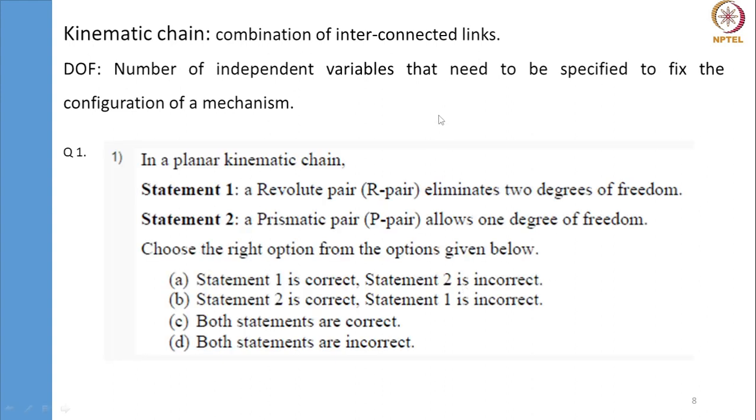I'll give you a couple of minutes to work the first question. In a planar kinematic chain, we have two statements.